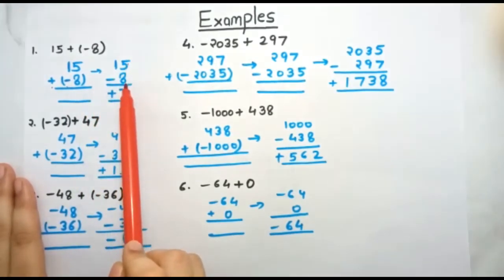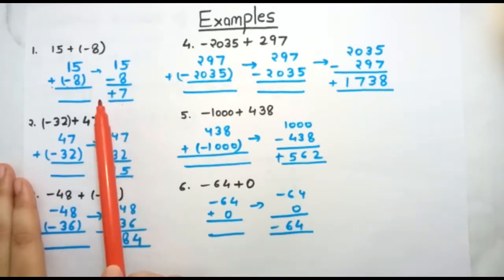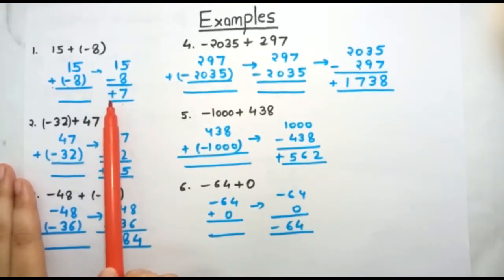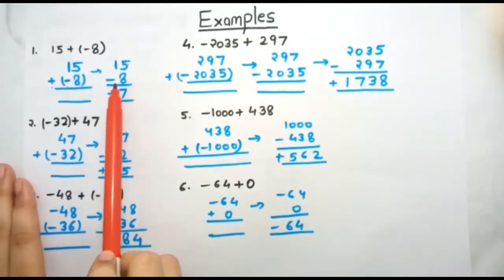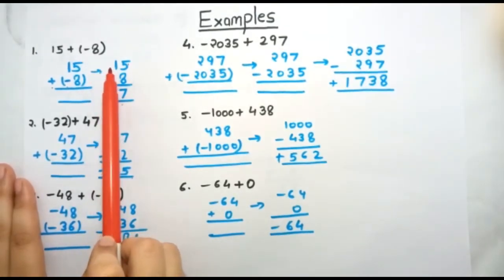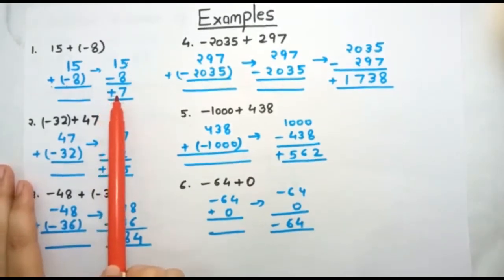So 15 minus 8 would be 7. And how will we put the sign? The sign is always of the greater number. So in 15 and 8, which one is the greater number? 15 is the greater number. So the sign is positive.